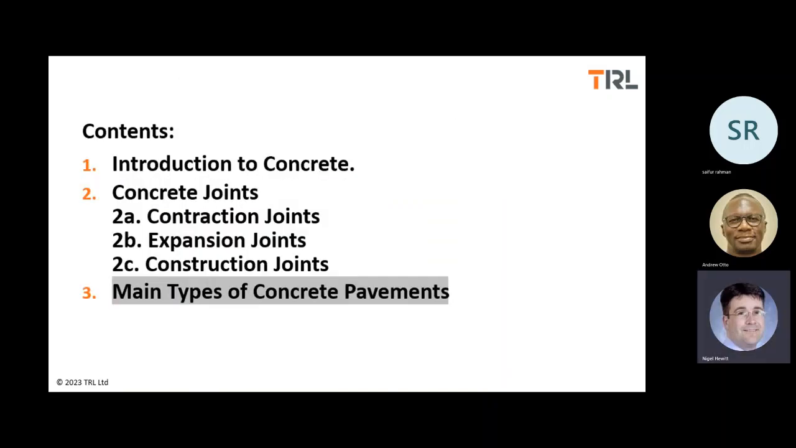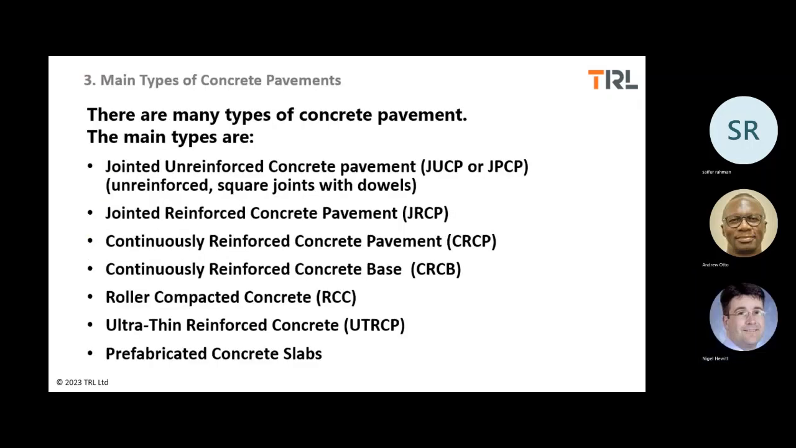So, the main types of concrete pavement. There are many different types. The main types are jointed unreinforced, jointed reinforced, and continuously reinforced concrete pavement, CRCP. There's also continuously reinforced concrete base, CRCB, which is effectively a CRCP pavement but with an asphalt surface.